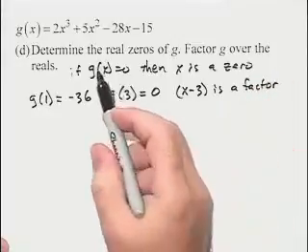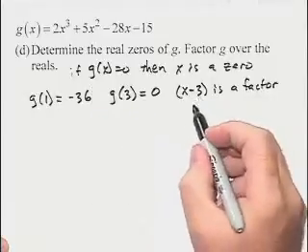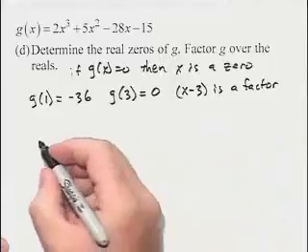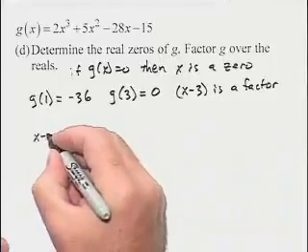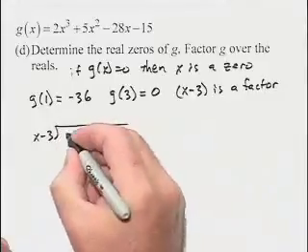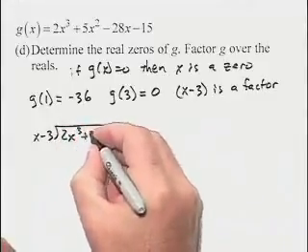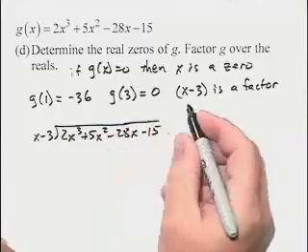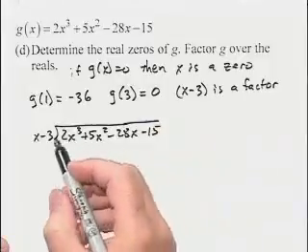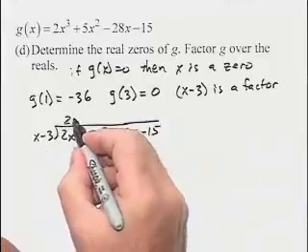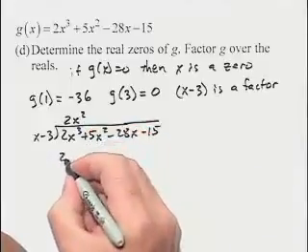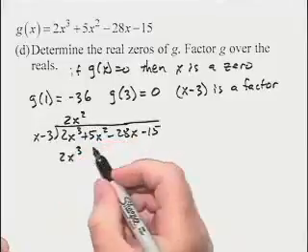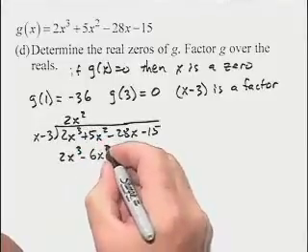Since we know x minus 3 is a factor of g, we can divide g by x minus 3 and get a reduced polynomial. To do that, we need to use long division. We're going to take x minus 3 and divide into 2x cubed plus 5x squared minus 28x minus 15. Look at 2x cubed. We need to multiply x by 2x squared to get 2x cubed. 2x squared times x is 2x cubed. 2x squared times negative 3 gives us minus 6x squared.